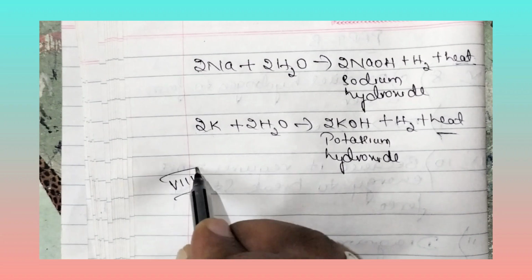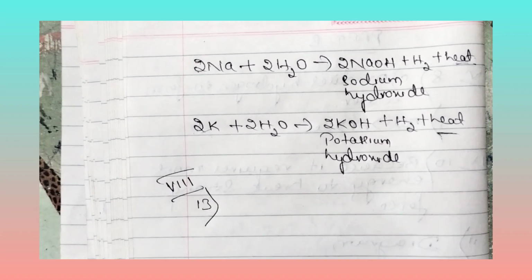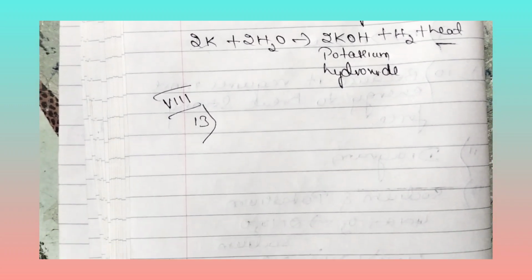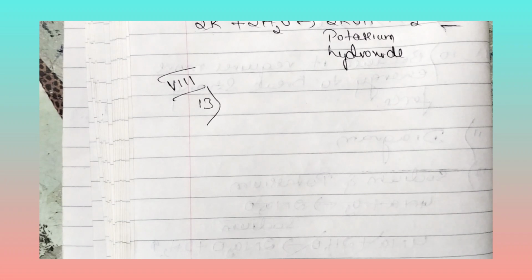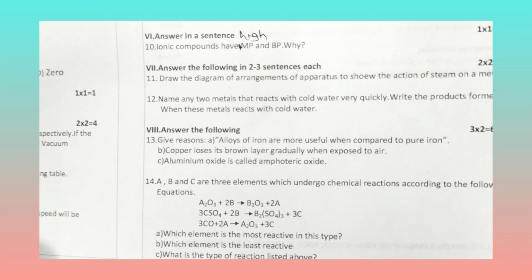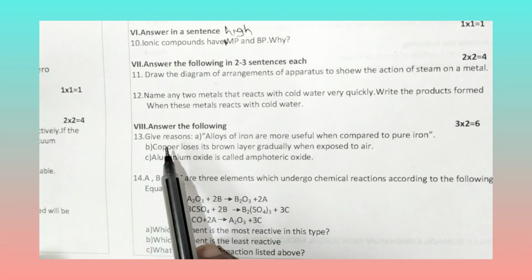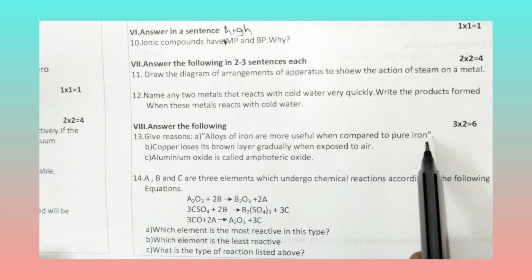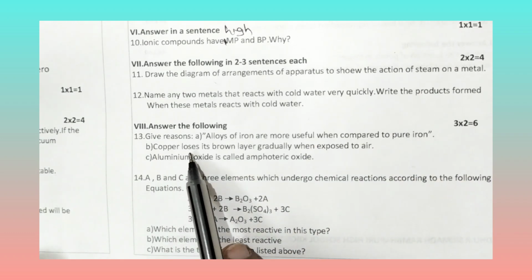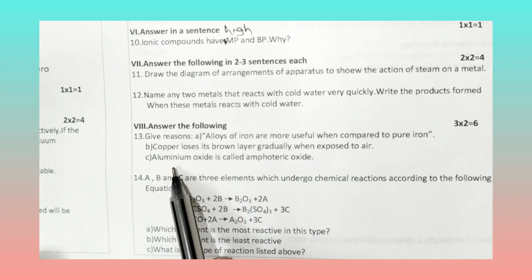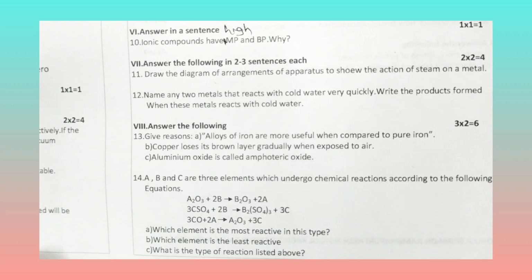Now let us move to question number 13. Sorry for what I wrote earlier: it is not potassium oxide, it is potassium hydroxide. Now the 13th one. Give reason. Alloys of iron are more useful when compared to pure iron. Copper loses its brown layer gradually when exposed to air. Aluminium oxide is called amphoteric oxide. So let us answer this question.